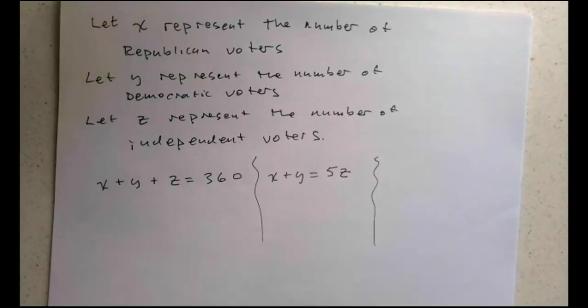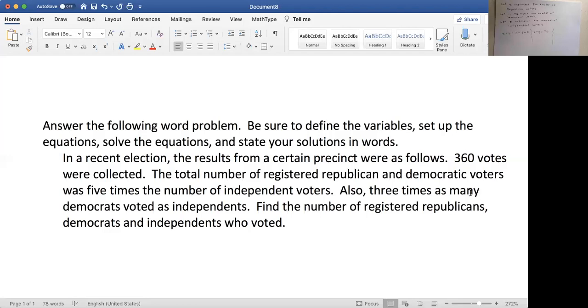And then we need to have a third equation if we're going to be able to solve this. It says 3 times as many Democrats voted as independents. Now, this is a type of sentence that often confuses students. Is the number of independents 3 times the number of Democrats, or is the number of Democrats 3 times the number of independents? That's what you have to think about. What does this say? What does this mean? 3 times as many Democrats voted as independents.